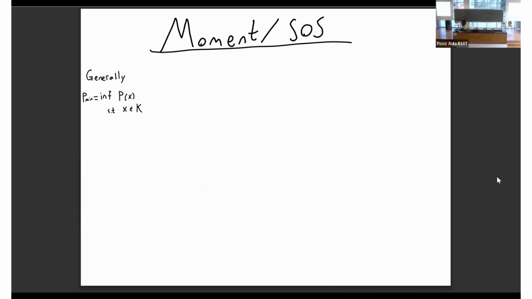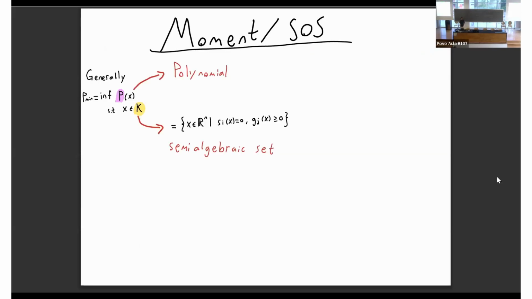So let's go a little bit more general. We have a polynomial optimization problem. We have a polynomial P, and we're trying to find the infimum on some semi-algebraic set K. So you're given equality and inequality constraints where s_i and g_j are polynomials.